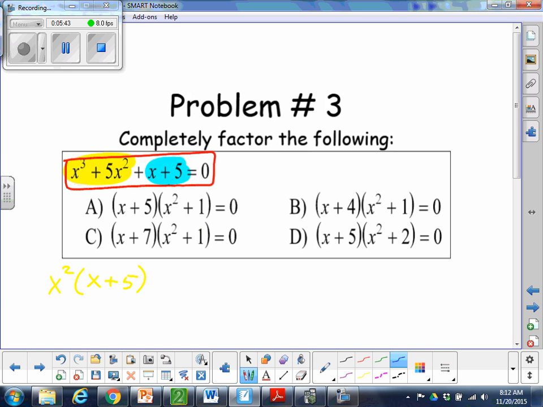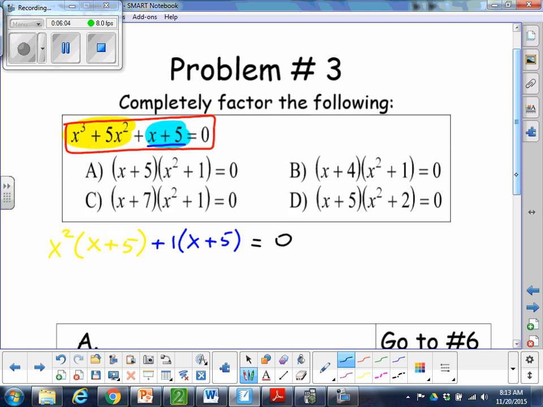Okay, and then the other terms, the blue stuff, they don't really look like they have anything, but you always have the option of pulling a 1 out. So bringing a 1 out in front, I would still need an x to multiply to be x, and I would still need a plus 5 to distribute to become the 5. Okay, so this is where we're at now. Still equal to 0 on there. And then we want to go ahead and keep factoring.